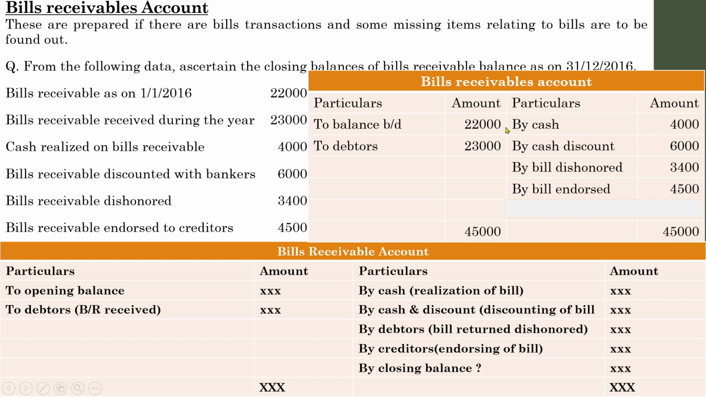By taking the total, you can see that this side is more, so 45,000 is shown on both sides. And if you add together all these four amounts, you will not get 45,000. There is some amount missing or difference is there. So that amount is considered as the closing balance. See, in this case, closing balance was to be found out. So this is how you have to deal with the preparation of a bills receivable account.